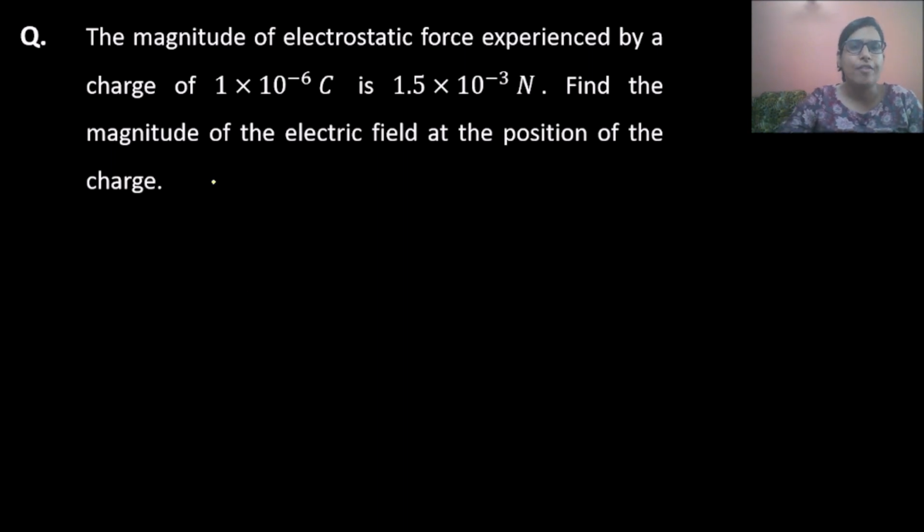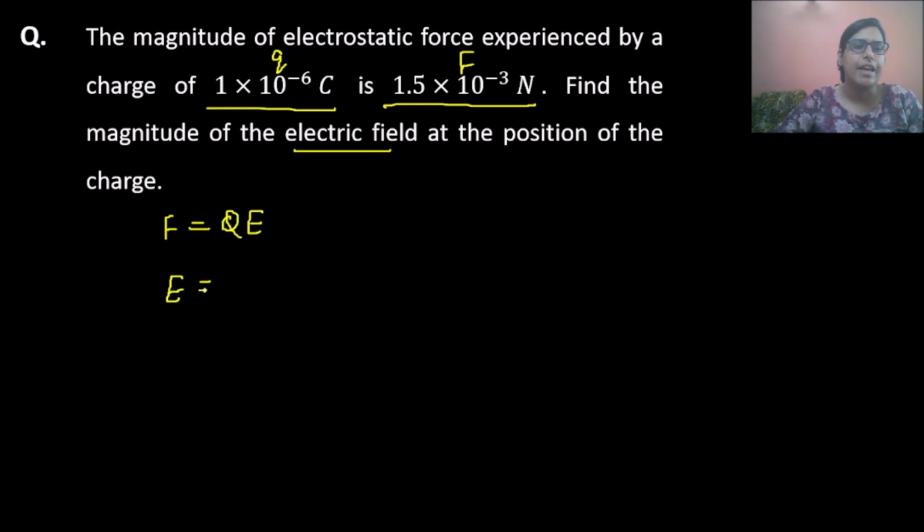So the magnitude of electrostatic force experienced by a charge of 1 into 10 raised to power minus 6 coulomb is 1.5 into 10 raised to power minus 3 Newton. Find the magnitude of the electric field at the position of the charge. So what we have given, Q charge, value of charge we have given, and force we have given 1.5 into 10 raised to power minus 3 Newton. So the electric field will be F equals to Q into E, we know. So electric field will be F upon Q.